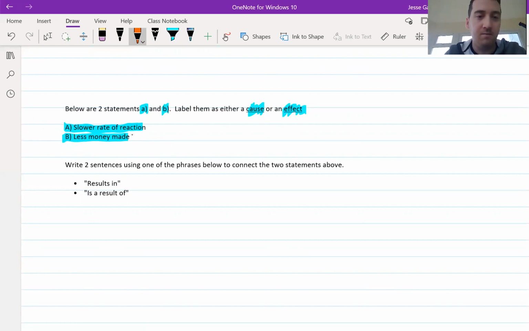So the two statements are slower rate of reaction, less money made. Well, to me, less money made is an effect. This is what happens at the end. You have less money made, and the cause of that is you have a slower rate of reaction. So this is the cause. So the cause is if you have a slower rate of reaction, and the effect is less money made. So if you have a slower rate of reaction, you'll have less money made.